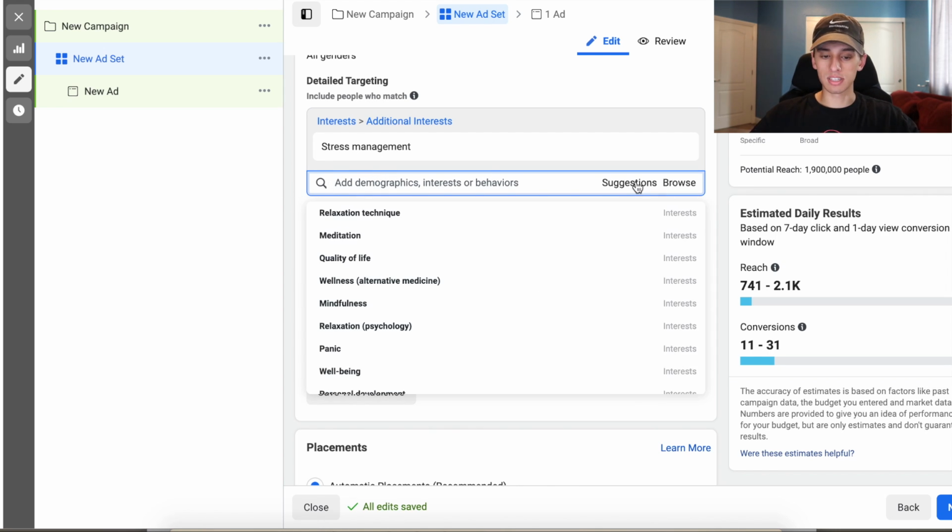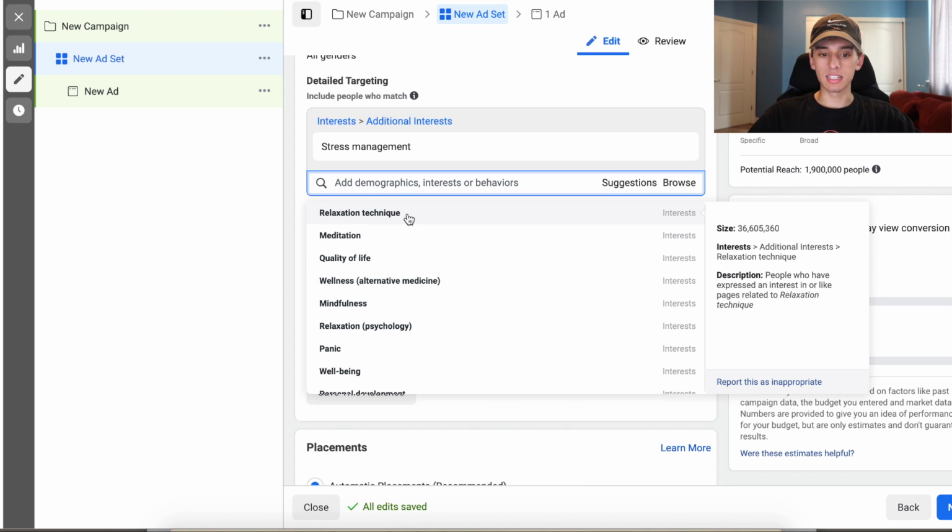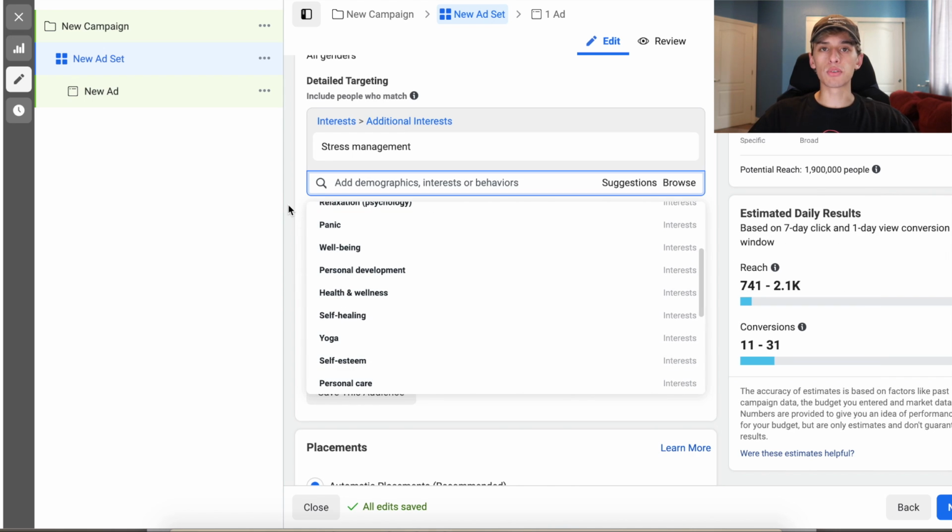So let's click suggestions and see. And then once you click suggestions, you'll have relaxation technique, which has 36 million size, which is good. Meditation, quality of life, wellness, mindfulness, relaxation, psychology, panic, well-being. There's just overall a lot of interest.